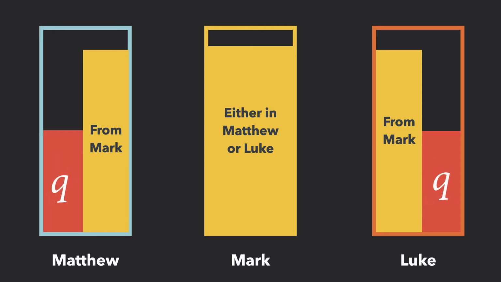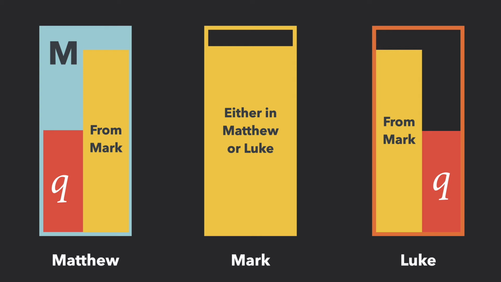And typically this source, we don't know who it was, but it's typically labeled Q. And it just simply means it was an unknown source, but Matthew used it and Luke also used it because they have the same content in both, but it doesn't appear in the Gospel of Mark. So that's known as Q. But if you look at the screen, you can see that there's still some space in Matthew, Mark, and Luke for additional sources.